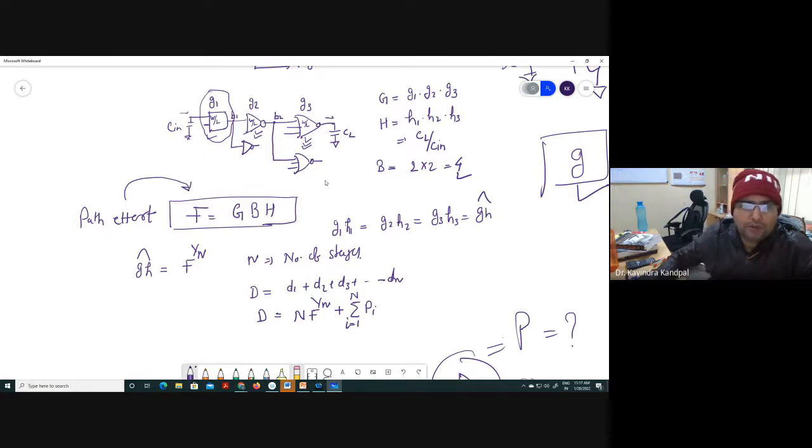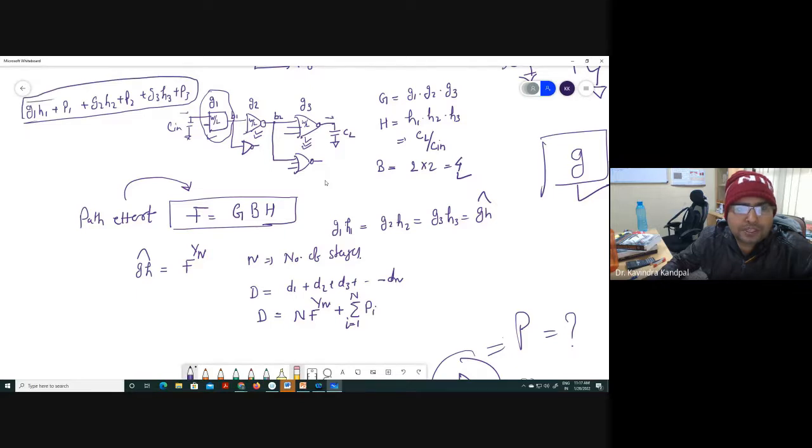Because your problem happens to be to minimize the delay. Yes or no? You want to minimize this parameter: G1 H1 plus P1 plus G2 H2 plus P2 plus G3 H3 plus P3, right? You want to minimize this delay. This is the delay of a single stage, delay of another stage, delay of another stage, right or not?